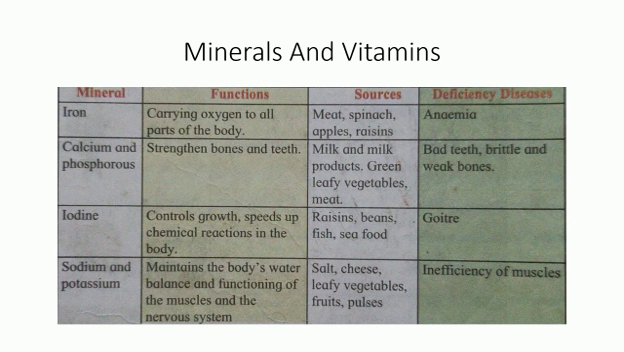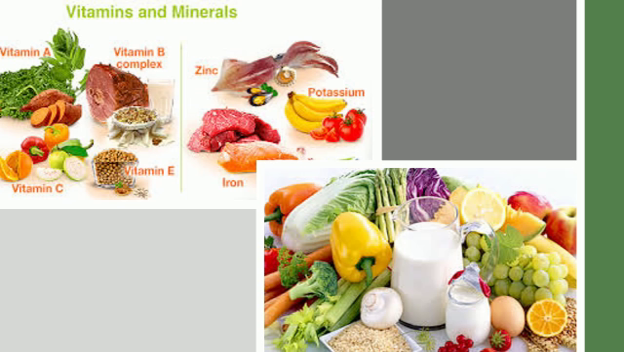Sodium and potassium help to maintain the body's water balance and the functioning of the muscles and the nervous system. They are found in salt, cheese, leafy vegetables, fruits and pulses. Deficiency of sodium and potassium causes inefficiency of muscles. Here are some examples of the food items which contain vitamins and minerals.